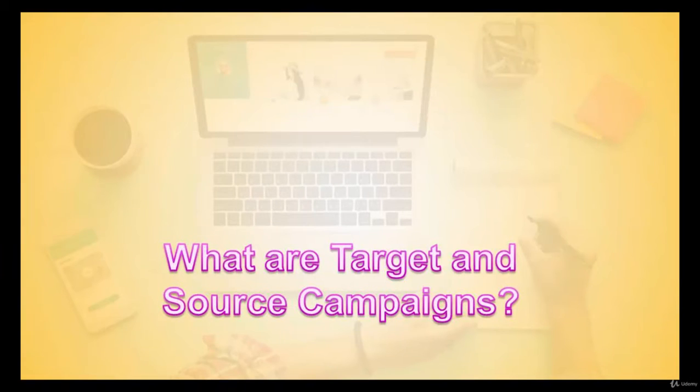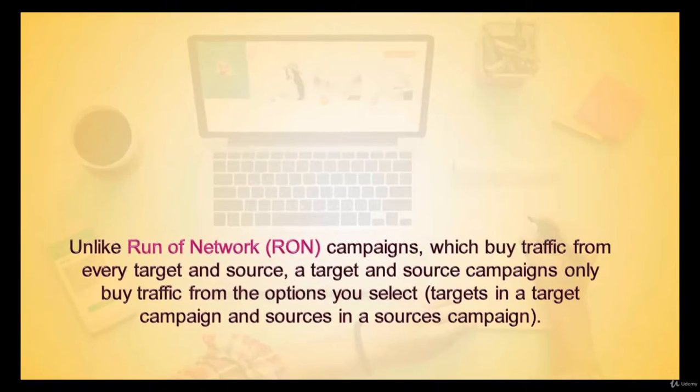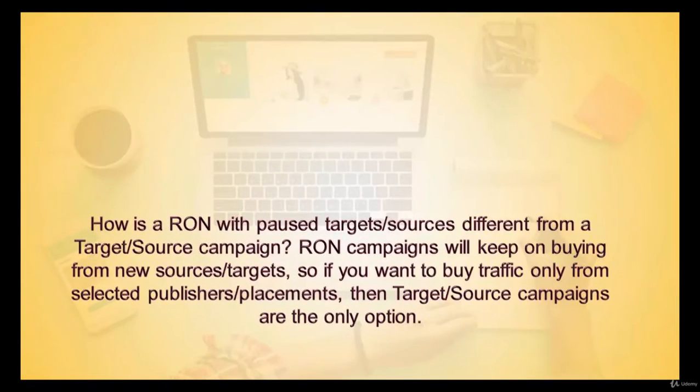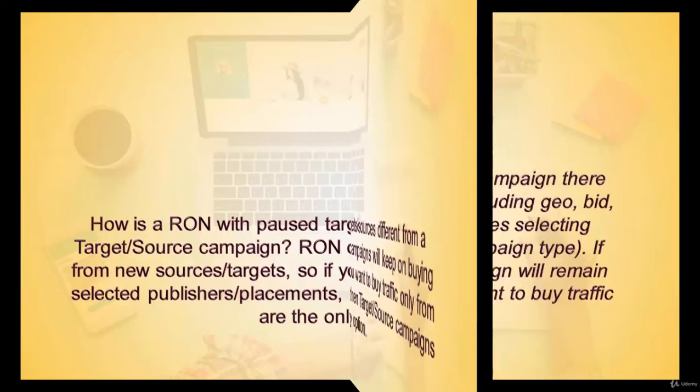What are target and source campaigns? Unlike run-of-network (RON) campaigns, which buy traffic from every target and source, target and source campaigns only buy traffic from the options you select, targets in a targets campaign and sources in a sources campaign. How is the RON with past targets sources different from a target source campaign? RON campaigns will keep on buying from new sources and targets, so if you want to buy traffic only from selected publishers or placements, then target or source campaigns are the only options.